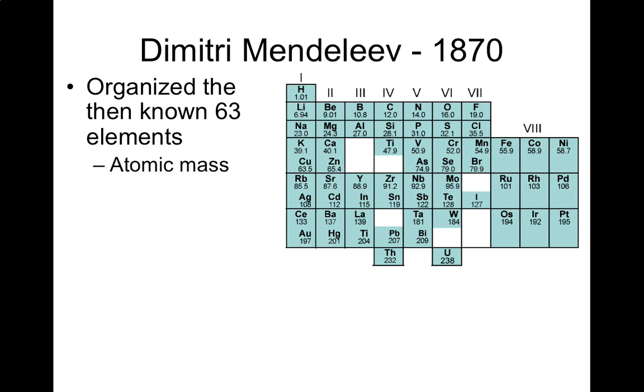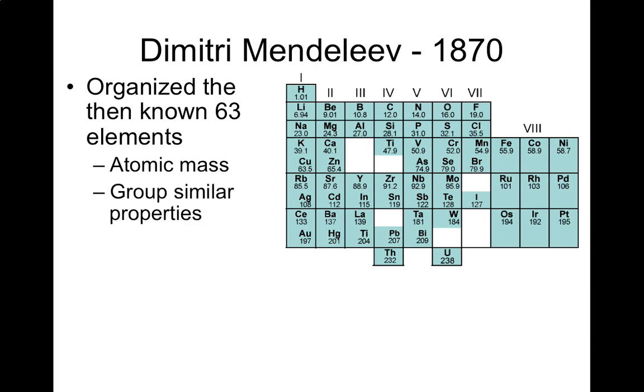At first he's like, well, let's do it by atomic mass. It seems logical because that was something they knew about the elements at that time. They knew atomic masses. Most things that we know now about the elements, they didn't know at that time. They didn't know about protons, neutrons, and electrons. So really all he had to go on was the atomic mass.